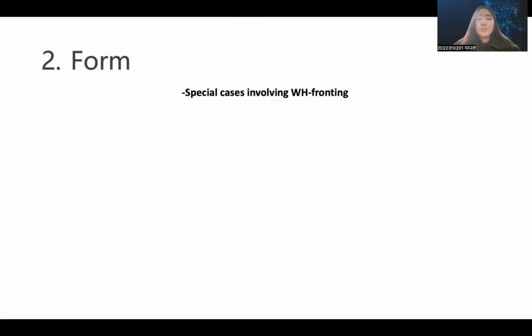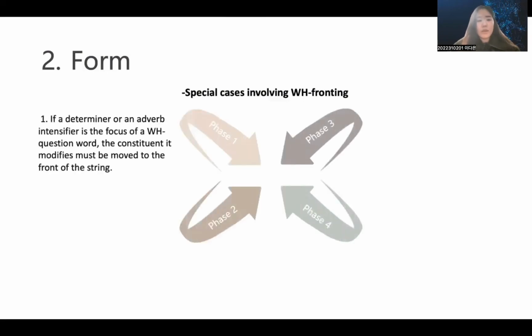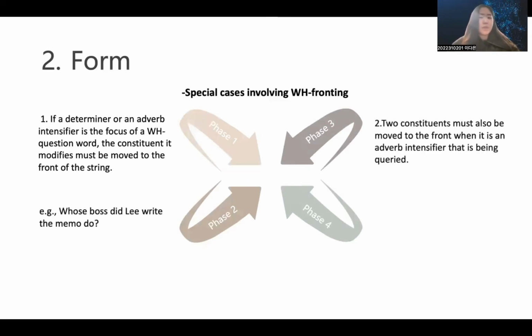Now let's talk about special cases involving WH fronting. First, if a determiner or an adverb intensifier is the focus of a WH question word, the constituent it modifies must be moved to the front of the string. For example, whose boss did Lee write the memo to? Secondly, two constituents must also be moved to the front when it is an adverb intensifier that is being queried. For example, how diligently had Lee worked at the firm?